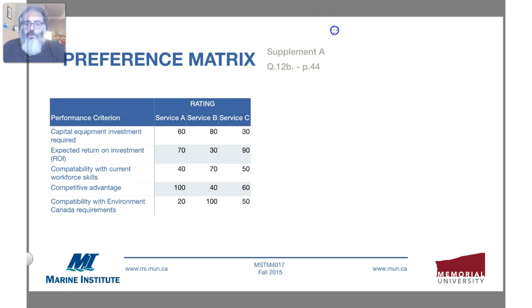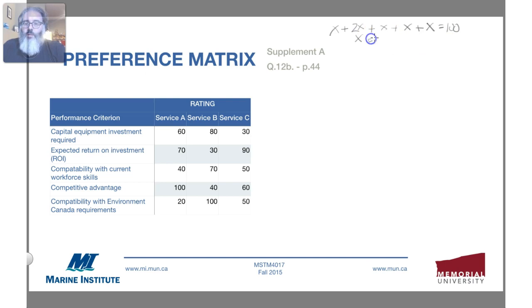So first we're going to start with X, and that's the capital equipment investment weight. Then it's 2x for the ROI, and then the compatibility is another x, and then the competitive advantage is another x, and the Environment Canada, I just changed that from the EPA, is another x. So we can see here that we have 6 x's: 2, 3, 4, 5, 6. So what we're going to find is that x, and that all of course equals 100.